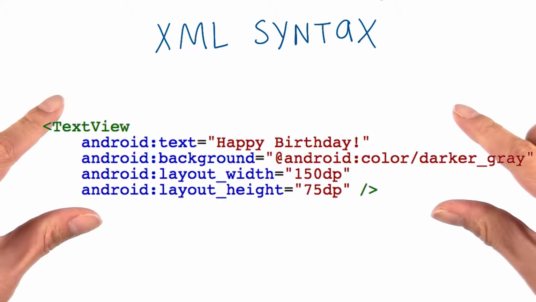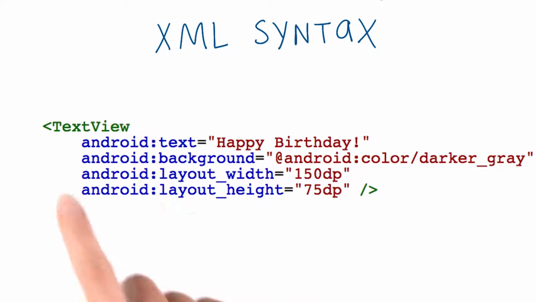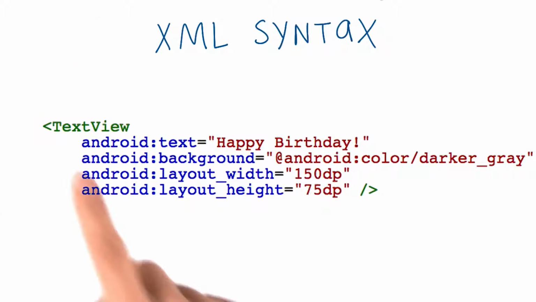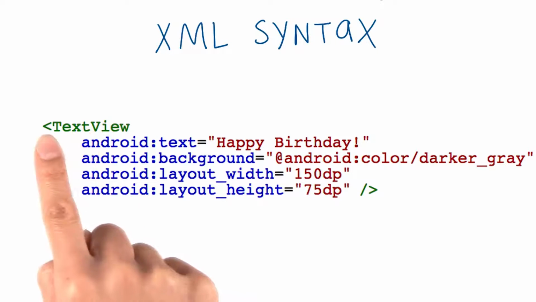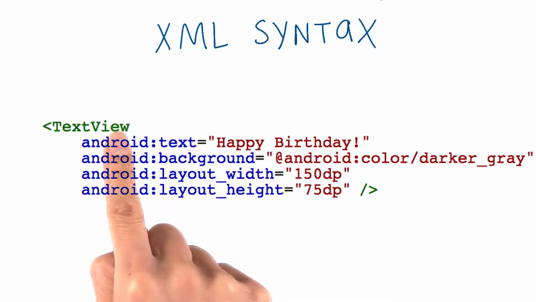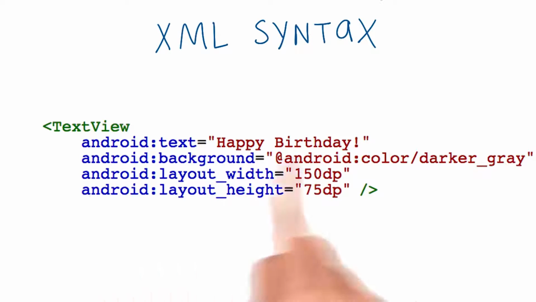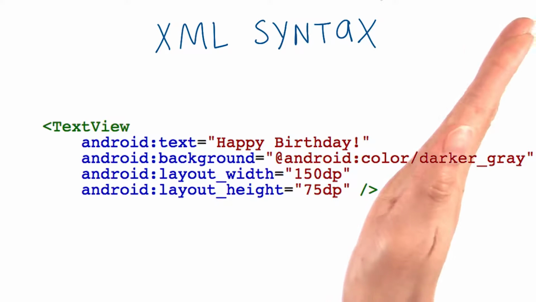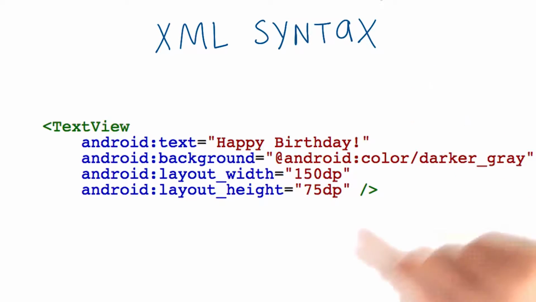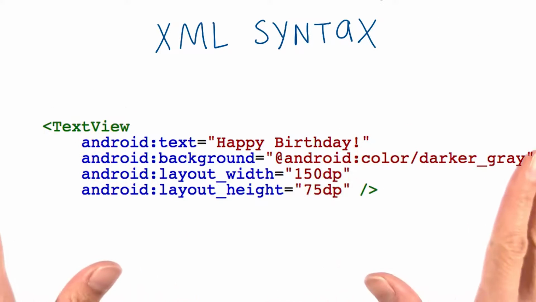This is the code for the XML element called TextView. We always start with an opening angle bracket followed by the view name. This could be image view, button, or any other type of view. Then we have a list of attributes here, one per line. And then we have a forward slash and then a closing angle bracket. There's a lot of symbols and characters here.